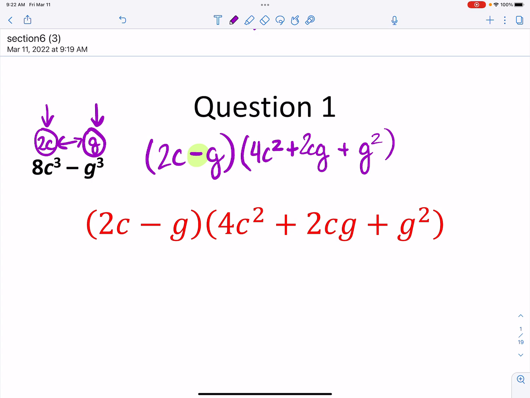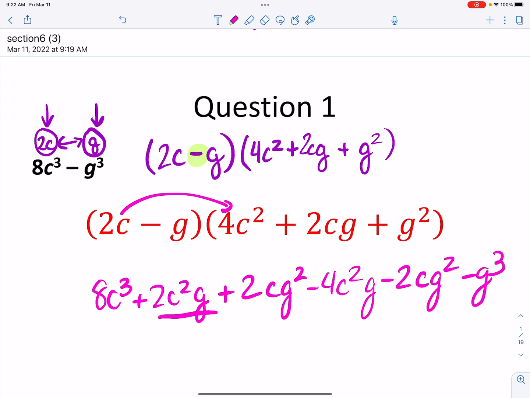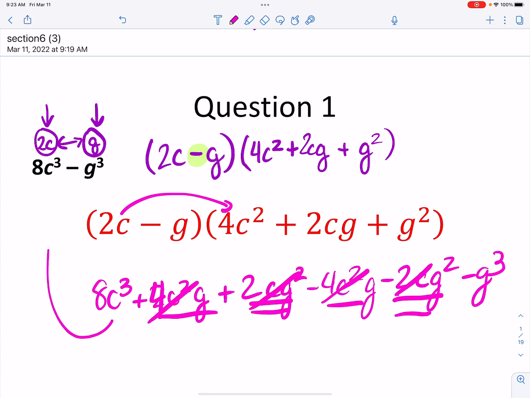For those of you that were gone when we learned this, you would multiply this in, so you'd get 8c cubed plus 2c squared g plus 2cg squared minus 4c squared g minus 2cg squared minus g cubed. These are like terms. No, those first ones were 2 times 2 is 4. I messed up right here, sorry. These are like terms. This is a plus, this is a minus, those cancel. Plus, minus, it cancels. So I do get back to this.